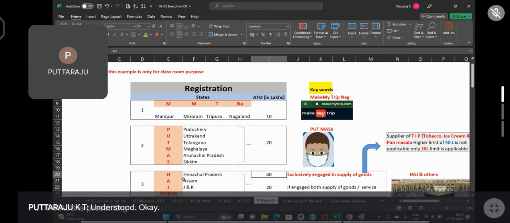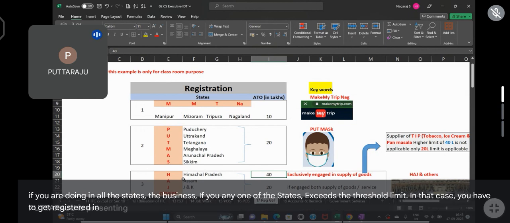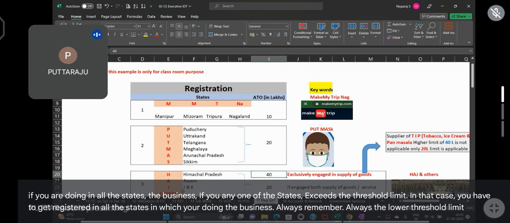Okay. As I told you, please remember these states properly. If you are doing business in all the states, and in any one of the states the turnover exceeds the threshold limit, in that case you have to get registered in all the states in which you are doing the business. Always remember, the lower threshold limit will be applicable.